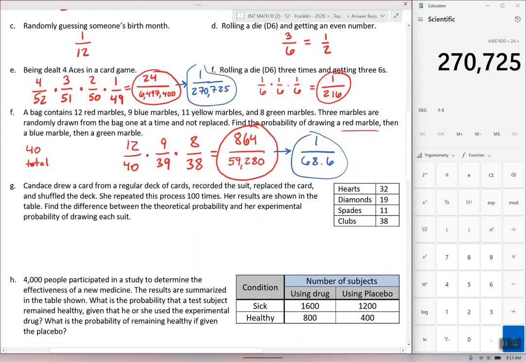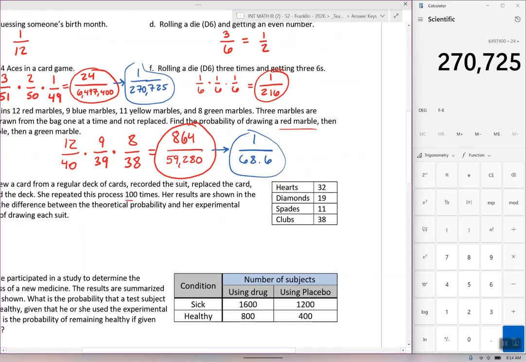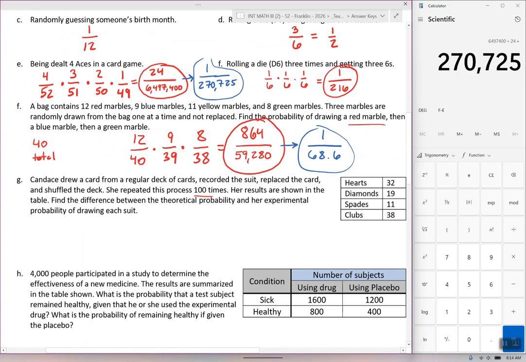Just mentally. Okay, Candace drew a card from a regular deck of cards, recorded the suit, replaced the card, and shuffled the deck. She repeated this process 100 times. Her results are shown in the table. So hearts 32, diamonds 19, spades 11, clubs 38. Find the difference between the theoretical probability and her experimental probability of drawing each suit. So the theoretical probability of each of these is 1 out of 4. There's 4 suits. And we can change that to 100. Theoretical probability is 25 out of 100 for each one.